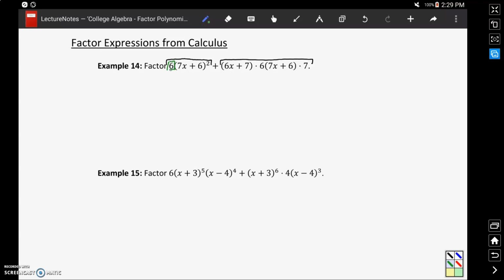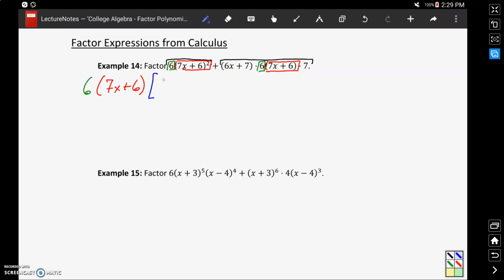In this case, both the first term and the second term have a 6 in common, and they also have 7x plus 6 in common with one another. To start then, we'll factor out the 6, and we'll factor out the quantity 7x plus 6, and look at what we have left over.